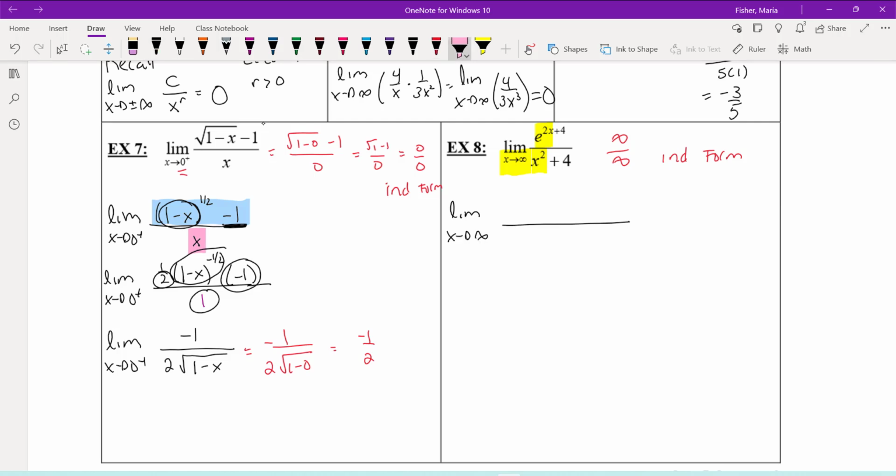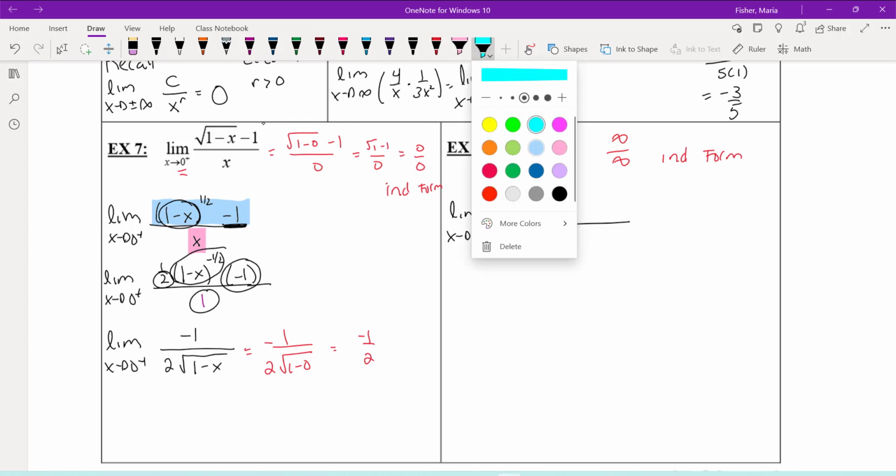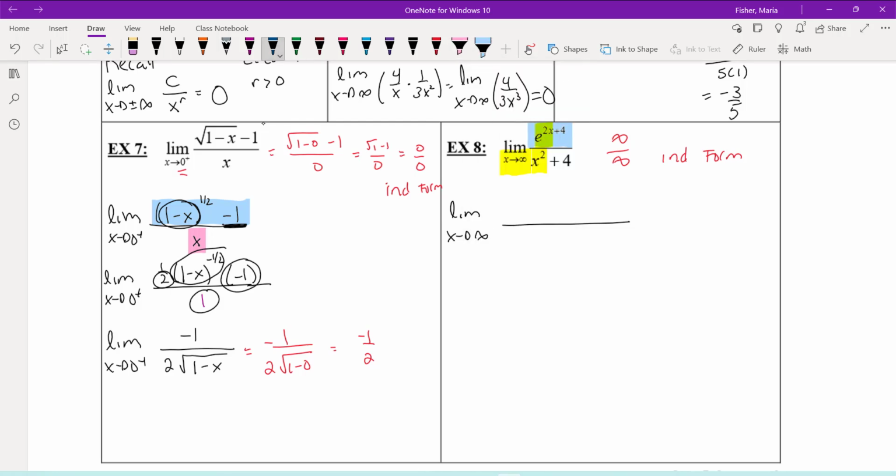What is the derivative of the numerator, e to the 2x plus 4? Well, that's going to be 2 times e to the 2x plus 4, because the derivative of e to the u is e to the u times u prime. The derivative of 2x plus 4 is 2, so 2 times e to the 2x plus 4. What's the derivative of the denominator? Well, the derivative of x squared plus 4 is just 2x. These 2's will cancel, and you're really just looking at the limit as x goes to infinity of e to the 2x plus 4 over x.